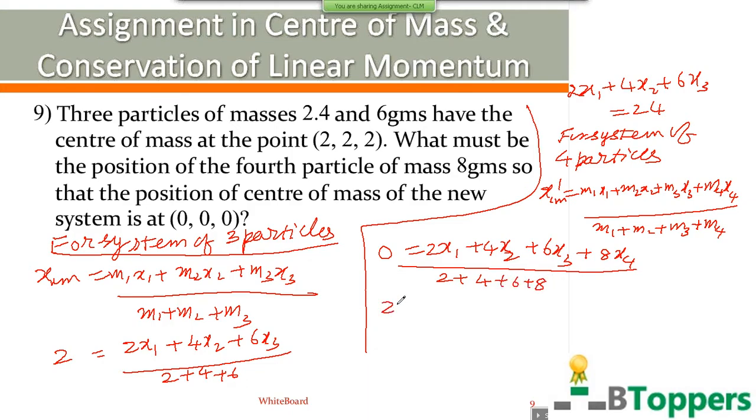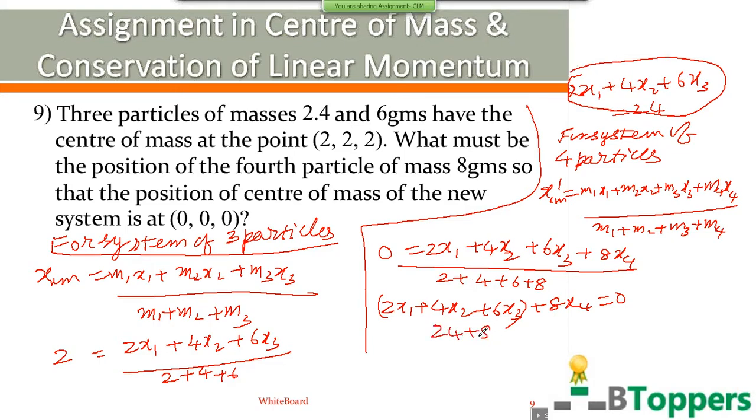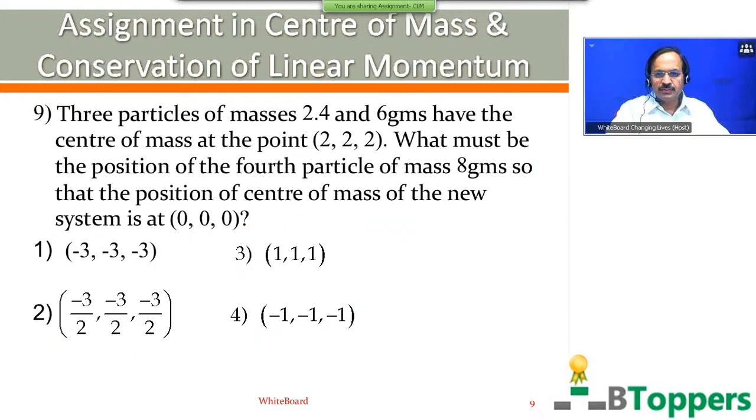So you get 2x1 plus 4x2 plus 6x3 plus 8x4 equal to 0. Now I can substitute here 2x1 plus 4x2 plus 6x3 equal to, from this equation, 24. Therefore 24 plus 8x4 equal to 0. So from this you get x4 equal to minus 3. Similarly, the y coordinate of the fourth particle is also minus 3, and the z coordinate is also minus 3. So for question number 9, the first option is the answer.